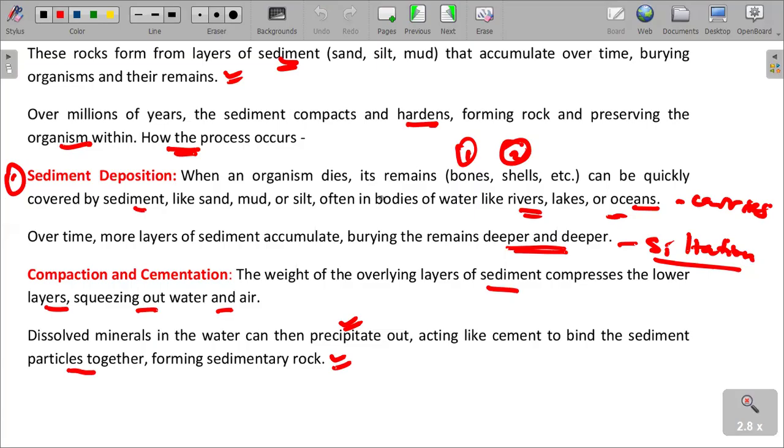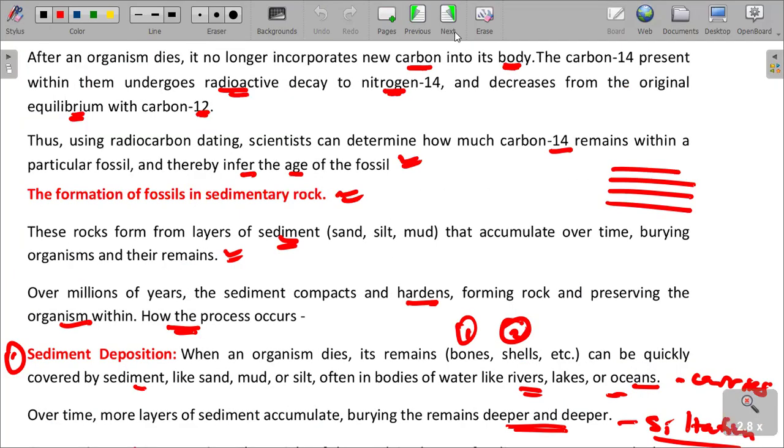That is to say, when a dead animal is buried, the water squeezed out of it acts as cement to bring particles together, and it therefore results in the formation of sedimentary rocks.